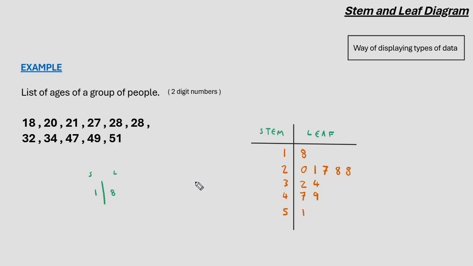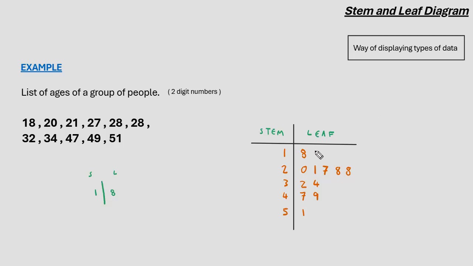So rather than looking through the list of ages, it can be clearer to look at a table such as this, a stem and leaf diagram. Perhaps not so much with a shorter list such as this one, but with longer lists of data, it can be very helpful.